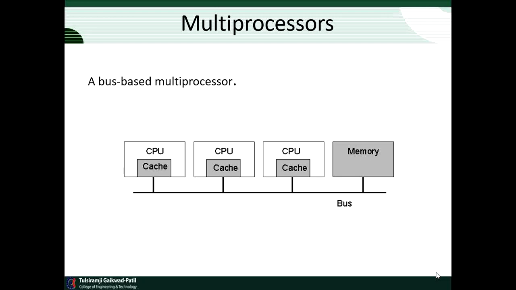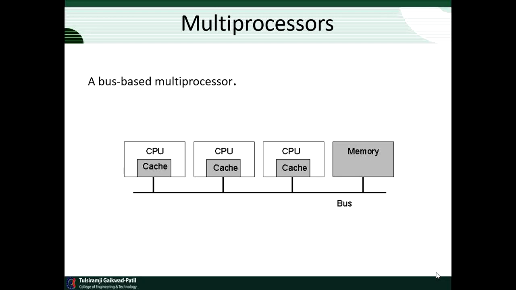Then we will see about the multiprocessors. Here in multiprocessors, all the CPUs with their caches are connected in the bus or in the network, and they are connected with one memory which is available in the network, and all the processes can use their own cache, but the memory is the one which is available at the network.